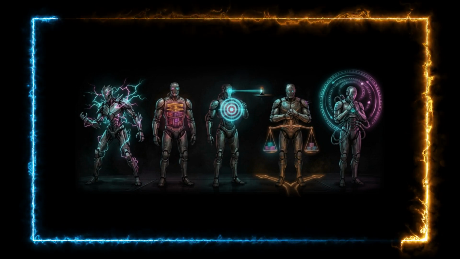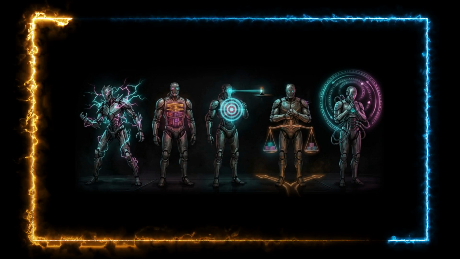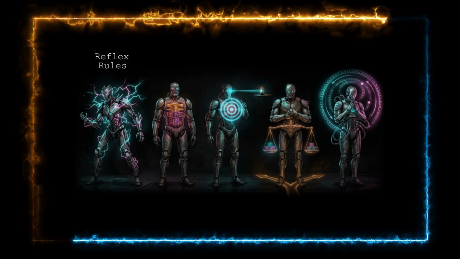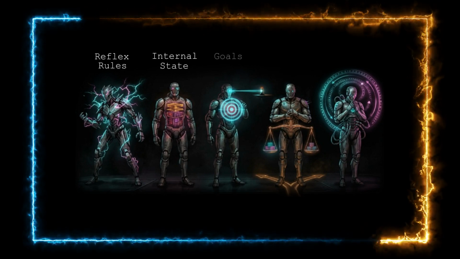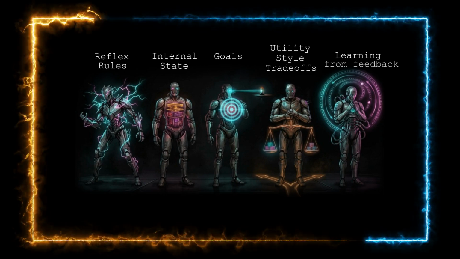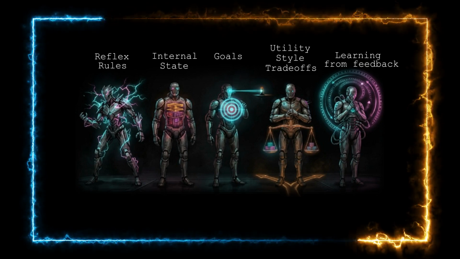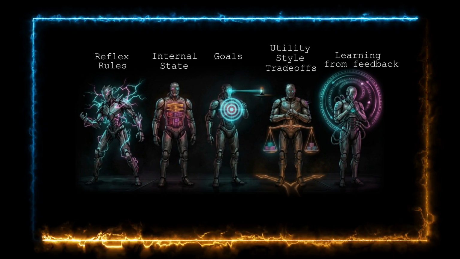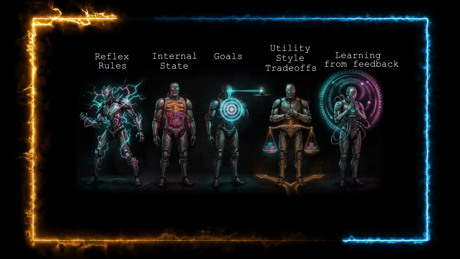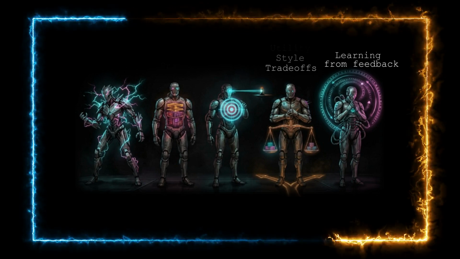Even when the brain is an LLM, your stack usually implements something that behaves like reflex rules, internal state, goals, utility-style trade-offs, or learning from feedback. Those 5 single-agent types are a clean ladder from react to the latest input to improve over time. Think of it as evolution, except nobody asks if you're aligned.